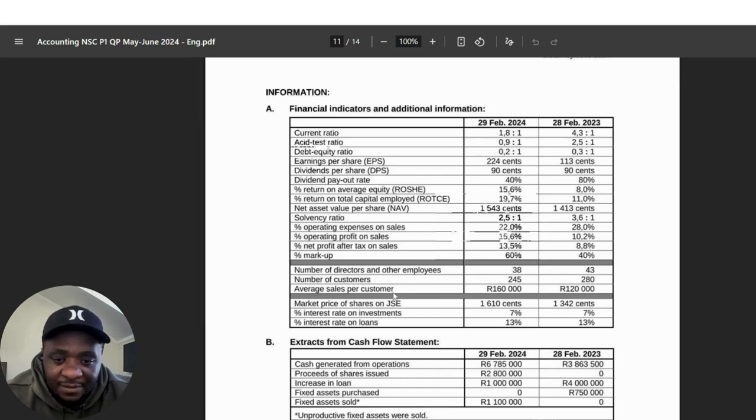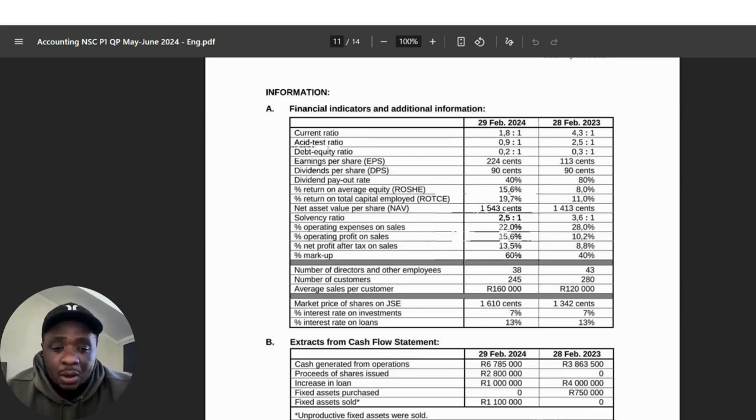And then we look at the average sales per customer. This is now positive. So we can say that even though there was a decrease in the number of customers, the spending per customer has increased from 120,000 to 160,000. And then the last part then is to basically state whether it was a benefit or not.